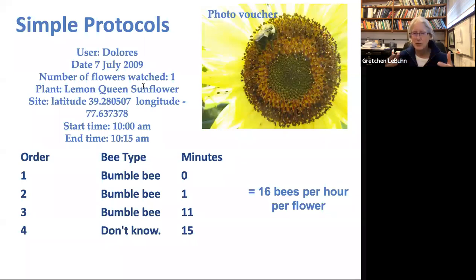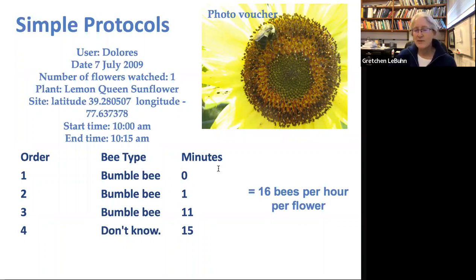A participant joins. This is data from Dolores back from 2009. She told me what date she participated. She said she watched one sunflower. It was a lemon queen sunflower. She allowed her phone to geolocate, so I know the latitude and longitude. And she watched that sunflower for 15 minutes and wrote down everything that came in.